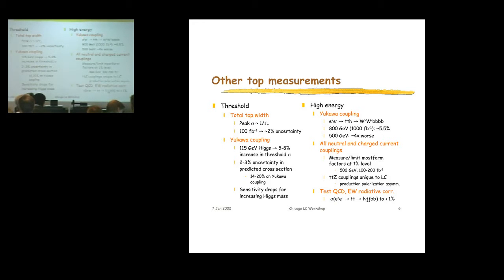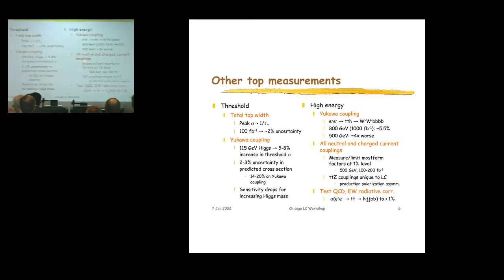At higher energy, you can use this process to also extract the Yukawa coupling. It takes a fair amount of data to do it. With an inverse attobarn at 800 GeV, you could get about a 6% measurement of it. At 500 GeV, your measurement is going to be roughly similar to the measurement at the threshold.